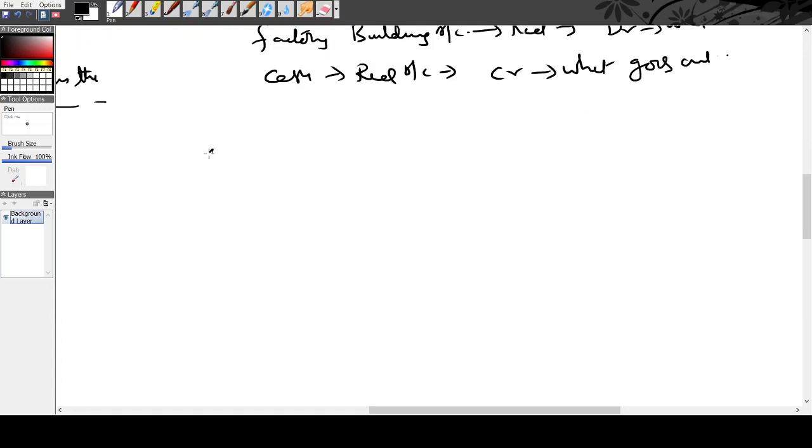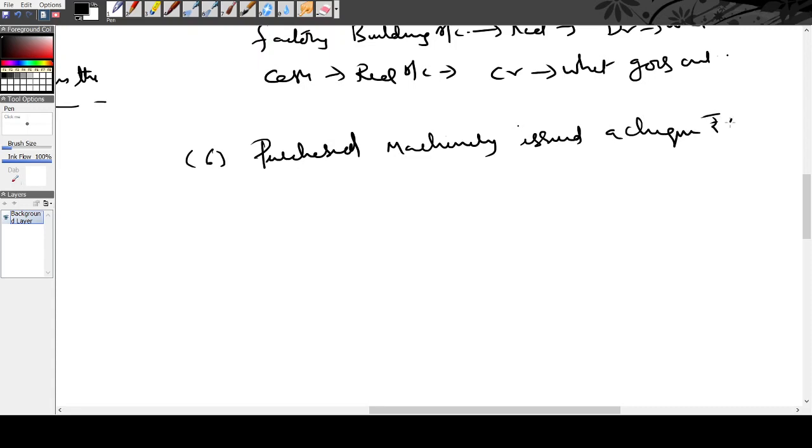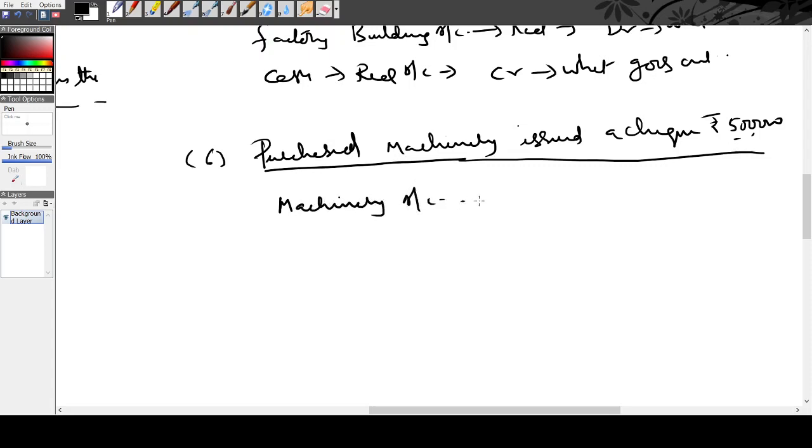Next, we have purchased some machinery for the factory. Purchased machinery, issued a check rupees 5 lakhs. We had some money in a bank account, if you remember. So what we are doing now is we are purchasing some machinery for our factory and we are issuing a check. What will be the entry? Entry would be machinery account debit 5 lakhs to bank account 5 lakhs.